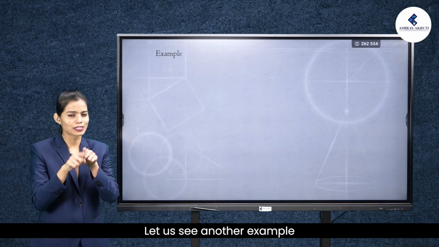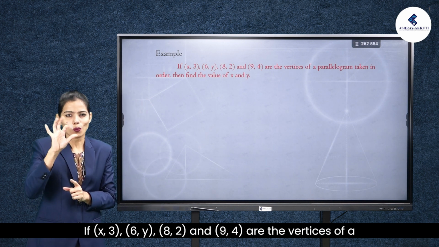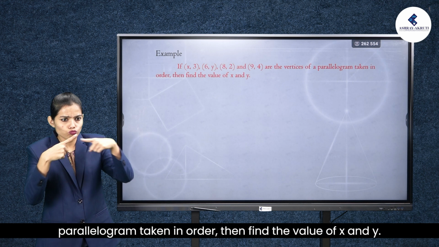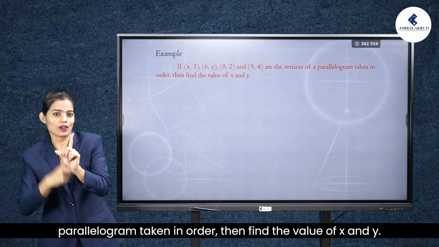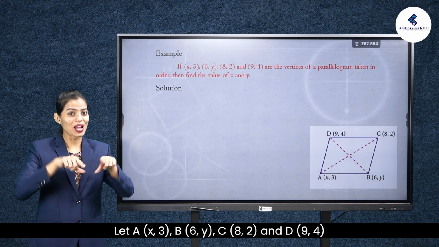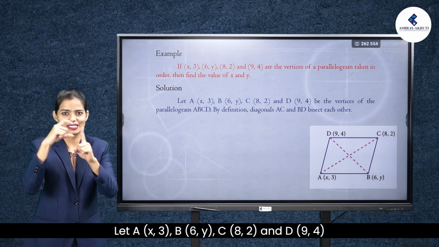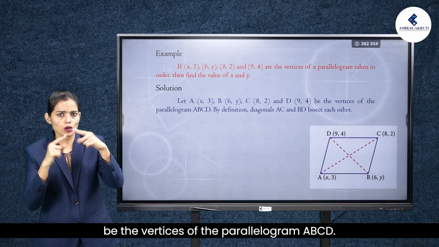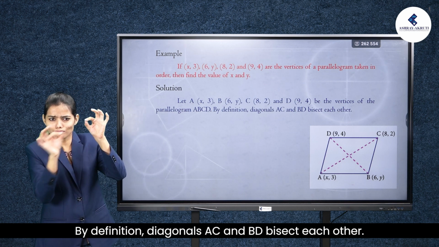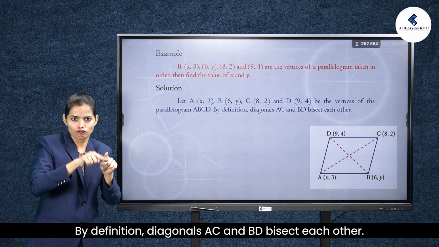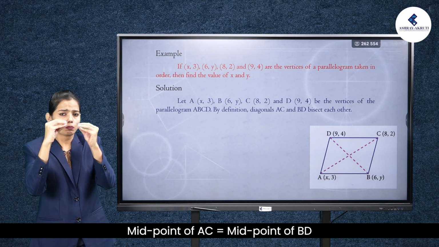Let us see another example. If (x, 3), (6, y), (8, 2) and (9, 4) are the vertices of a parallelogram taken in order, then find the value of x and y. Solution. Let A (x, 3), B (6, y), C (8, 2) and D (9, 4) be the vertices of the parallelogram ABCD. By definition, diagonals AC and BD bisect each other. Midpoint of AC is equal to midpoint of BD.